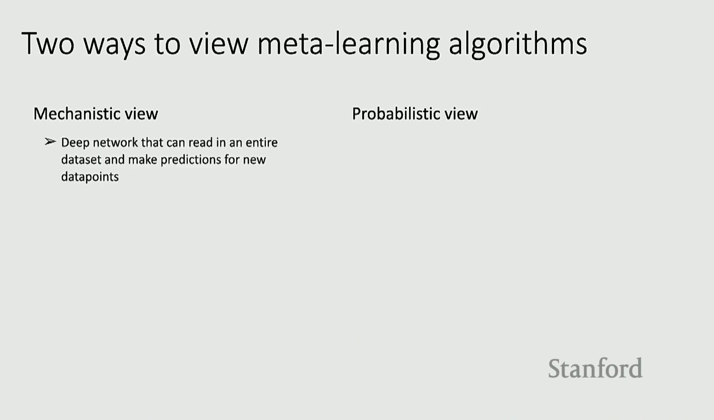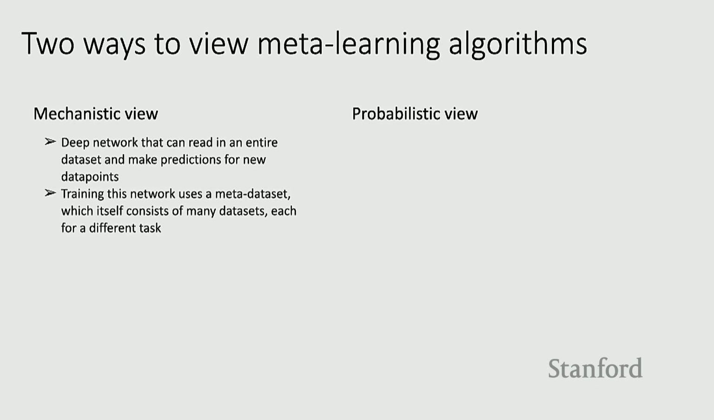And so from the mechanistic standpoint, the way that meta-learning algorithms work is they essentially have a model that reads in an entire data set and makes predictions for new data points. And then you train this network itself with a metadata set, or a data set of data sets, such that it's trained to read in data sets and make predictions and generalize from data sets across a set of data sets. So essentially it's learning how to learn from a set of data sets, and this is why it's referred to as meta-learning. So it's explicitly optimizing for the ability to learn from data sets.